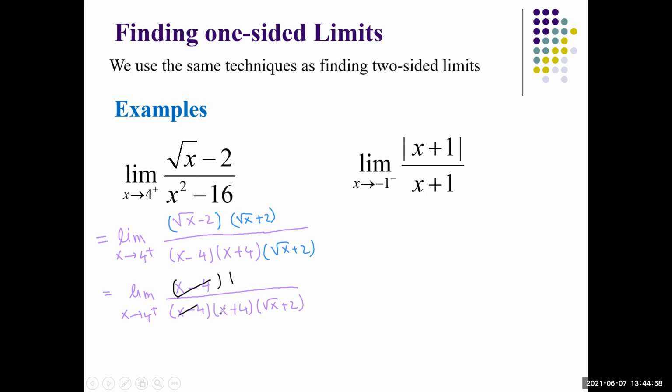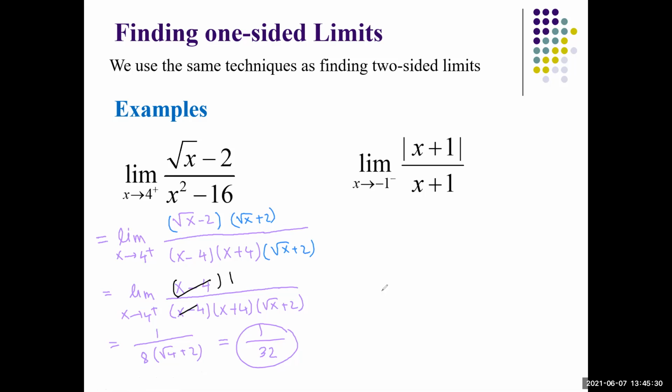And then you can do direct substitution here. Plug 4 in, so we have a 1 over 4 plus 4, then 8, and root 4 plus 2. So 2 plus 2 is 4, so I think we have 1 over 32. Right, that's the limit. Okay.